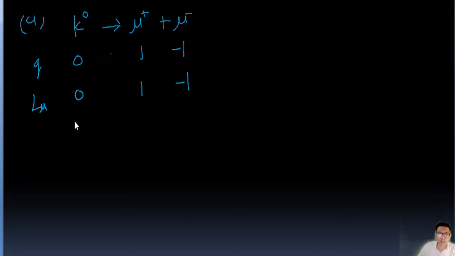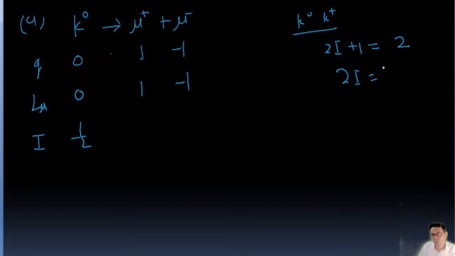Similarly, we'll check I and I3. First we'll check I for kaon, which is half. How? There are two elements in the kaon, that is K naught and K plus. So how do we find I? 2I plus 1. I'll explain it in detail when I teach you particle physics. So 2I plus 1 equals 2, the 1 goes to this side, and I value is 1 by 2.